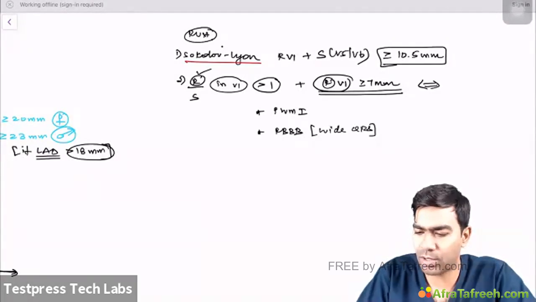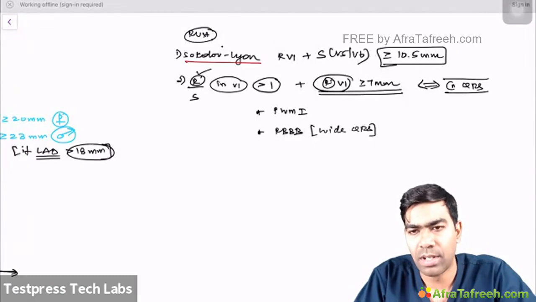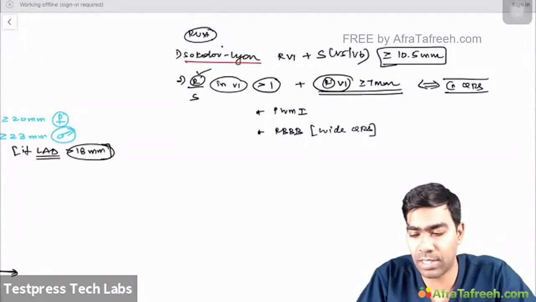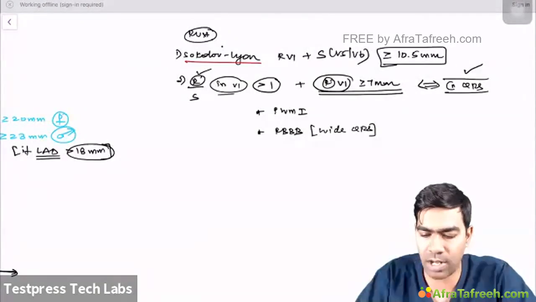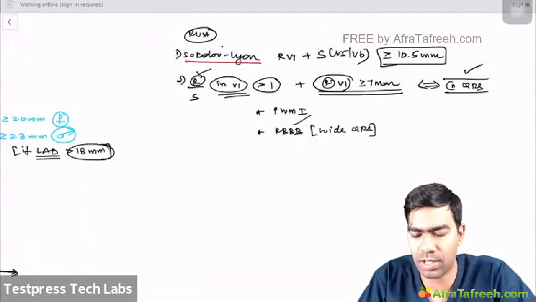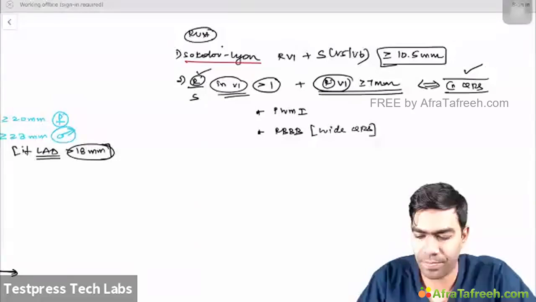Remember, you can diagnose RVH only in the presence of a normal QRS. In the presence of a wide QRS, it's very difficult to diagnose RVH, even if it is there. So if there is RVH and you want to diagnose it concretely through the electrocardiogram, then you should have a normal QRS. If you have a wide QRS and a prominent RS ratio more than 1 and R in V1 more than 7 millimeter, it goes towards right bundle branch block only. So don't think anything else there.